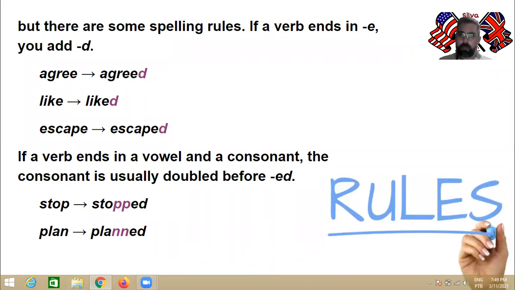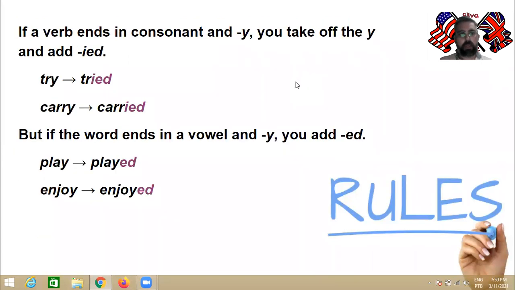But let me tell you this, don't worry about memorizing all these rules at first, okay? Next class, I'm gonna bring some activities. We're gonna have plenty of time to exercise and learn. We're going to learn this naturally, okay?